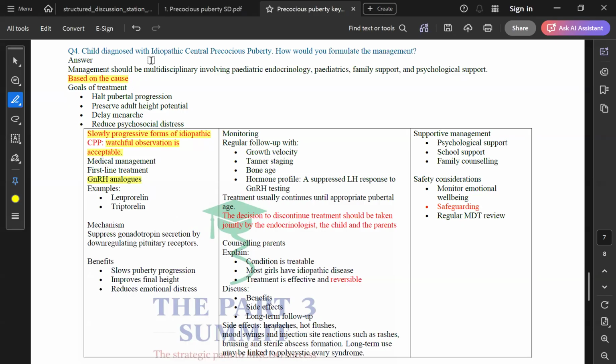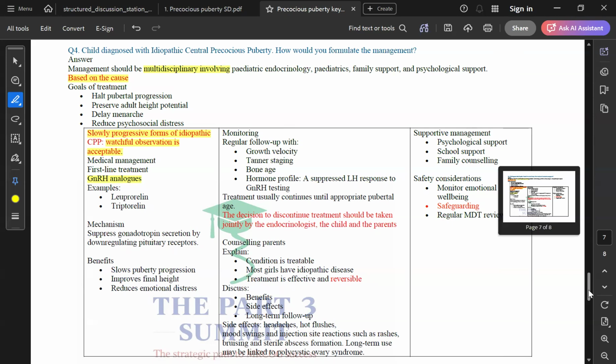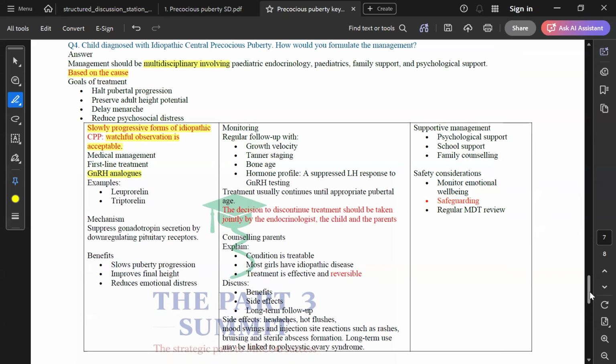Now, for any management of this kind of presentation, make sure you mention the MDT. Your management should start from the MDT, the disciplines that you will be involving. Don't forget to mention pediatric endocrinology, pediatrics, family support, and psychological support. She will require counselors. She will require her GP for the follow-up, and the specialist nurse, right? To discuss how she should come up for the injection, right? All these things should be part of the initial part of your answer.